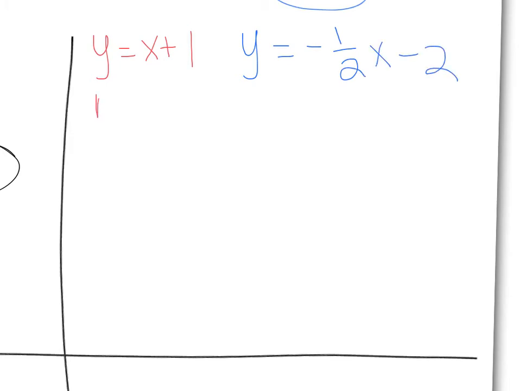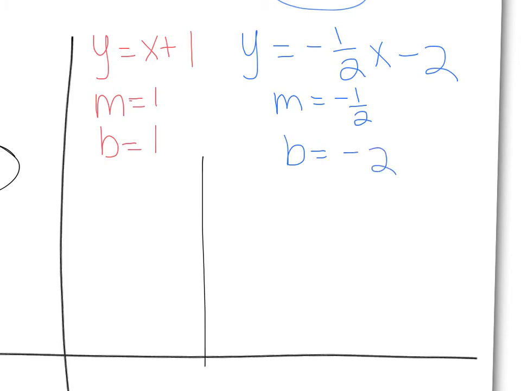Okay, let's try another one. My first line is going to be y equals x plus 1, and the second line, y equals -1/2 x minus 2. Okay, so on that first line, let's identify the slope and the y-intercept. I have a slope of 1 and a y-intercept of 1. My second line, I have a slope of -1/2 and a y-intercept of -2.